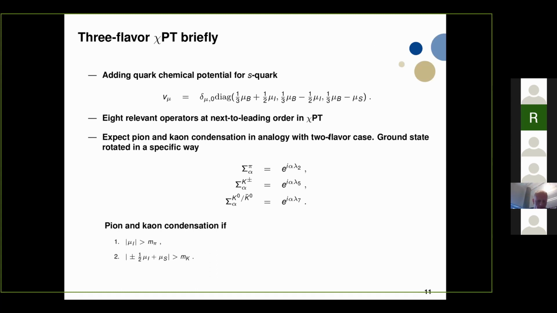Once you've done that, well, let me just return to the actual calculation in a second, and as a quick digression, just mention three-flavor ChPT first. You can play the same game. You can add a chemical potential mu_S. You can make ansätze for the rotation of the ground state, depending on where you are in the mu_I, mu_S plane, depending on the quark content of your mesons. So here are some specific examples of ansätze for the rotated ground state.